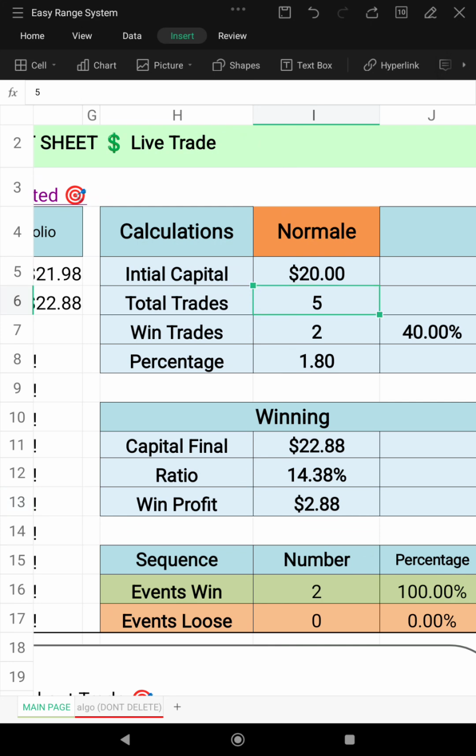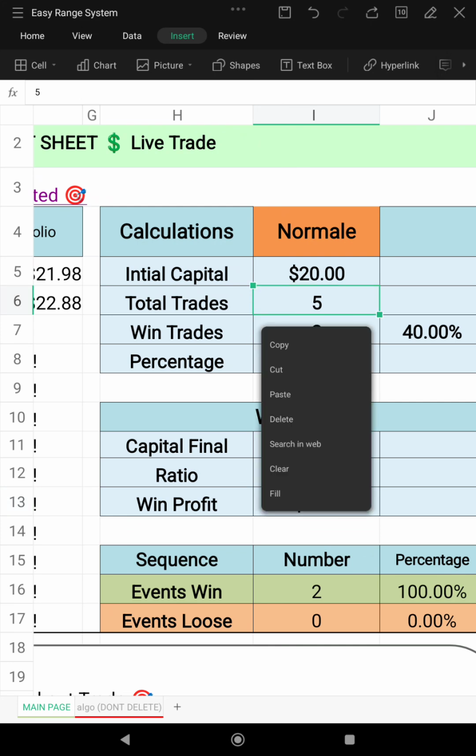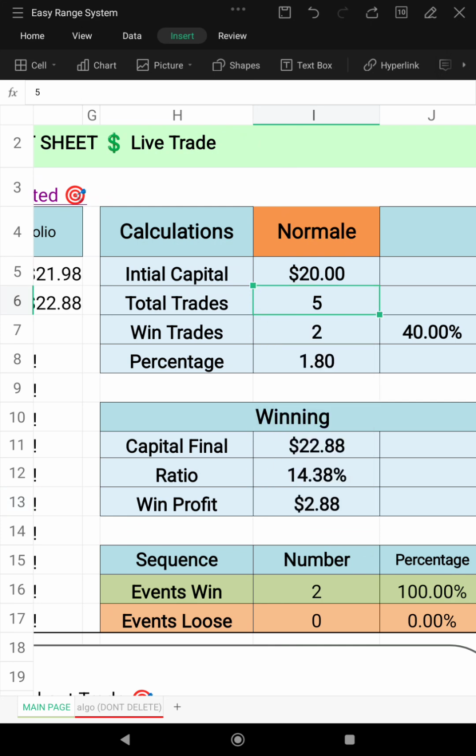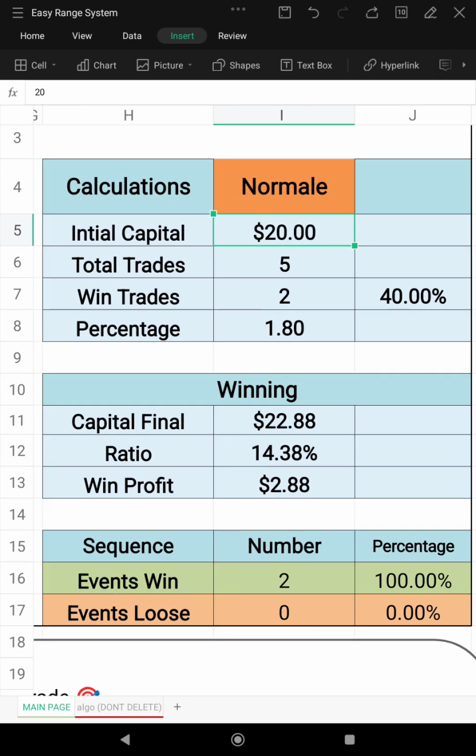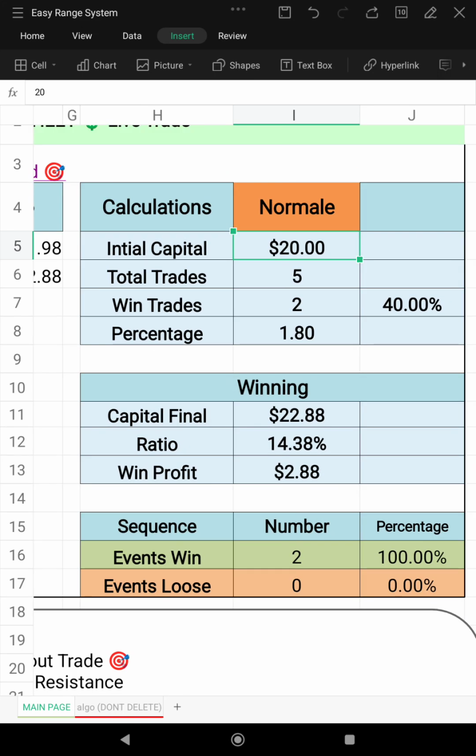So for example, you see here we have 5 trades. If I change these 5 total trades, everything else will change. If I change these 2 trades, everything else will change. If I change here, everything else will change. So we want to keep this as the basis standard setup for your session. This is like the standard. All right, you can change anything.